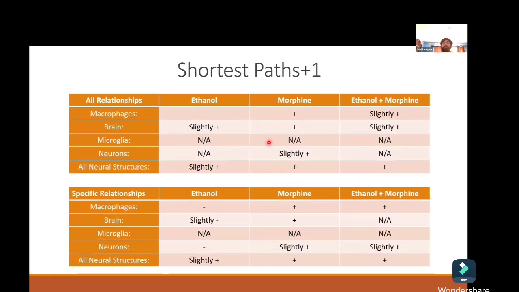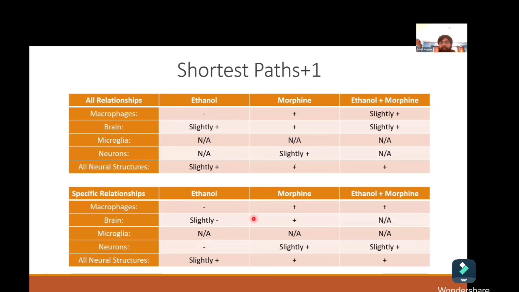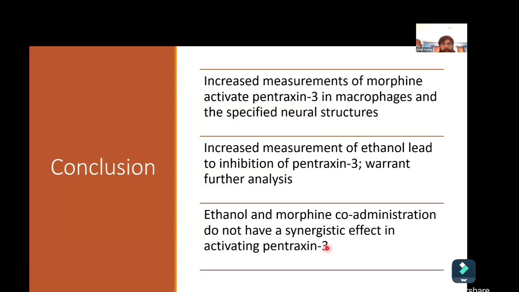And when we added shortest paths plus one, that additional intermediary node, we do see that in the case of ethanol, it does lead to more results as opposed to just shortest path. So, that's one thing to note. And ethanol plus morphine and morphine on its own produce, if not the same, just slightly less results as opposed to just the shortest paths.